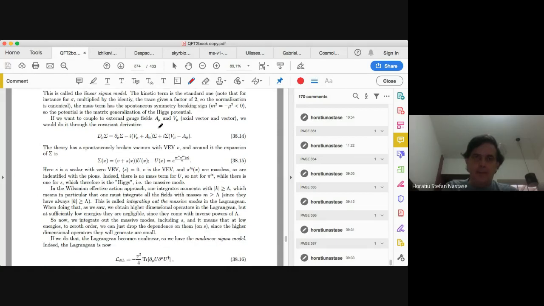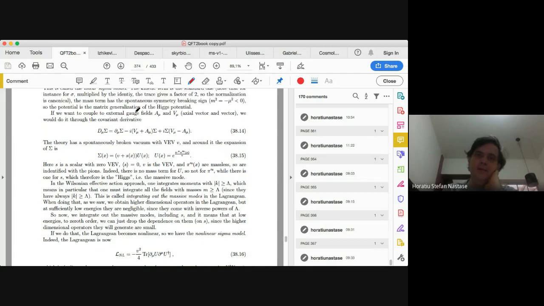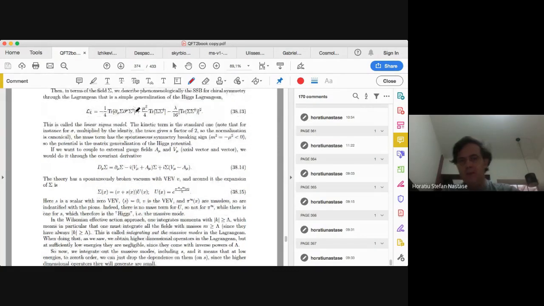Now I want to couple two external gauge fields A mu and V mu for axial vector and vector, the way we saw before. So I should consider a covariant derivative. But remember that sigma belongs to this representation of SO4, on which I act with SO4 in this bifundamental way, with G left from the left and G right dagger on the right.